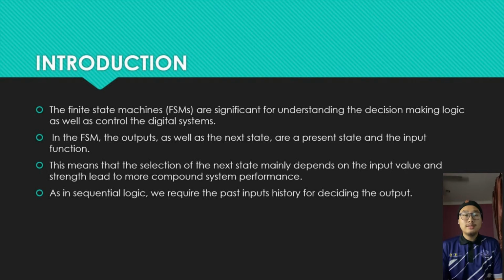For the introduction, finite state machines are significant for understanding the decision-making logic as well as controlling the digital system. In the FSM, the output as well as the next state are functions of the present state and the input. This means that the selection of the next state mainly depends on the input value and present state, which leads to more complex system performance. As in sequential logic, we require the past input history for deciding the output.